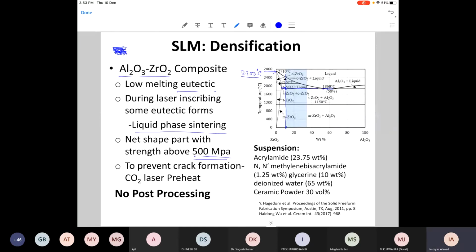And also to prevent the cracking, sometimes another laser is used to preheat the bottom part from the other side. Or sometimes people do this process in some kind of a heating arrangement, so the whole product is being heated while you are doing the laser sintering. That reduces the chances of cracks. And the beauty of this process is you do not require any post-processing.